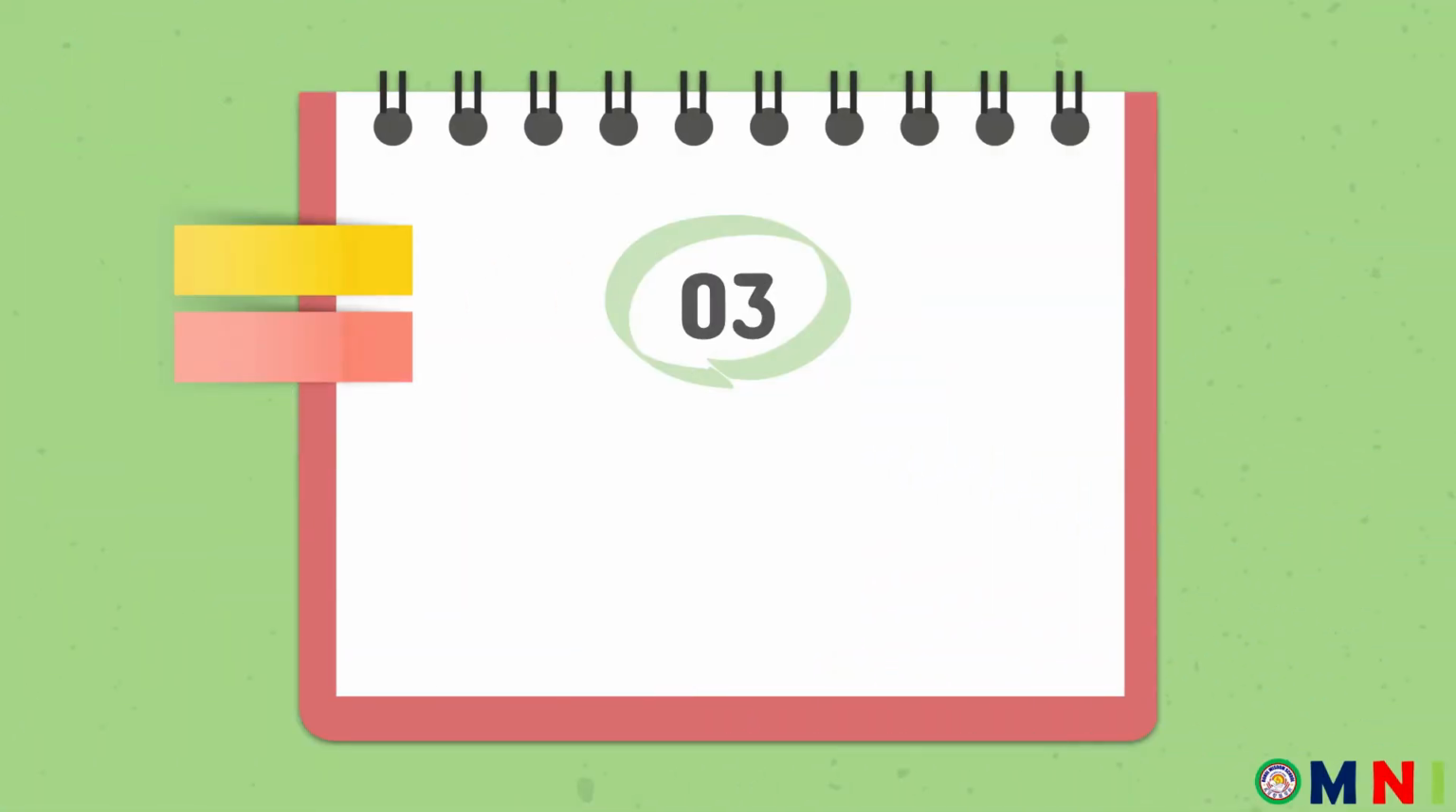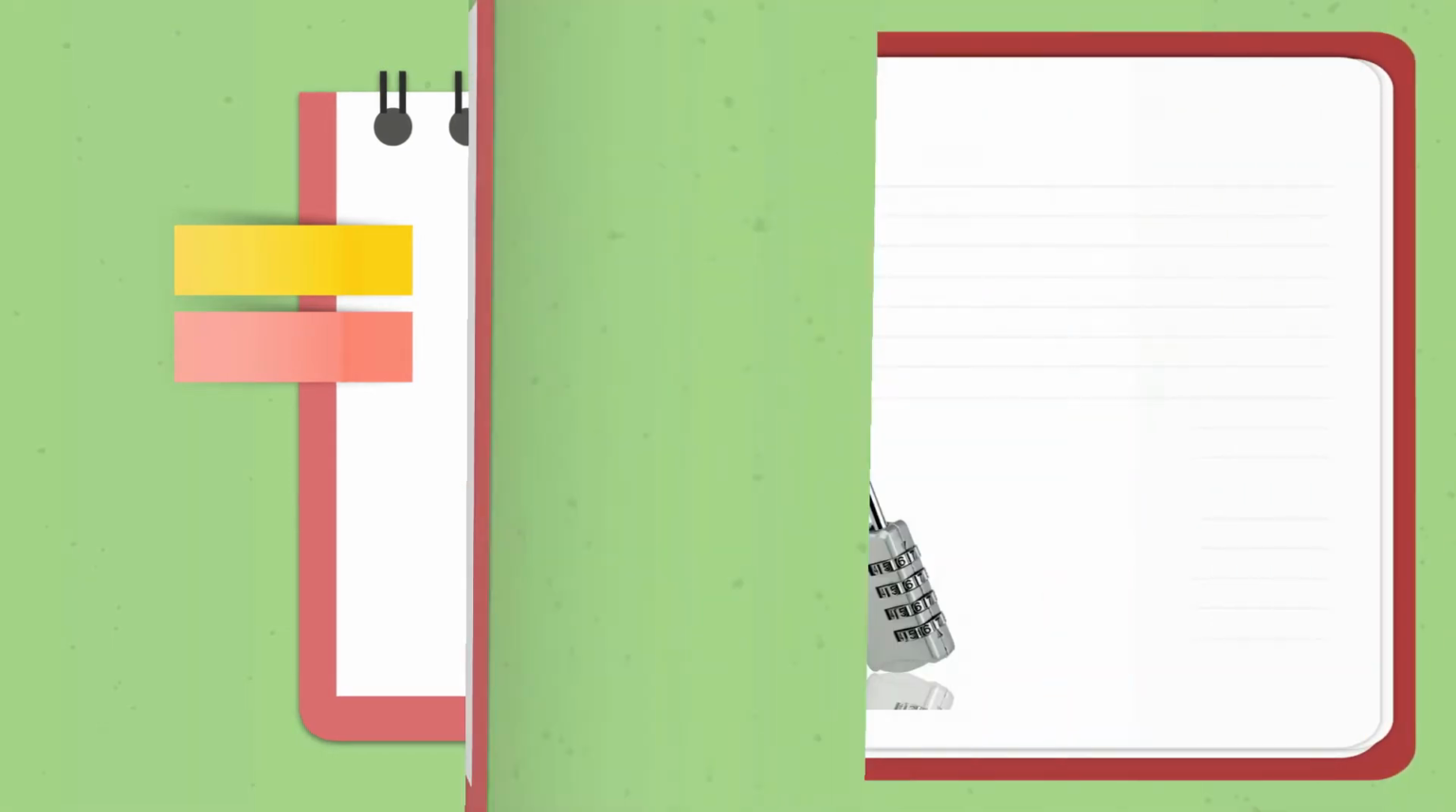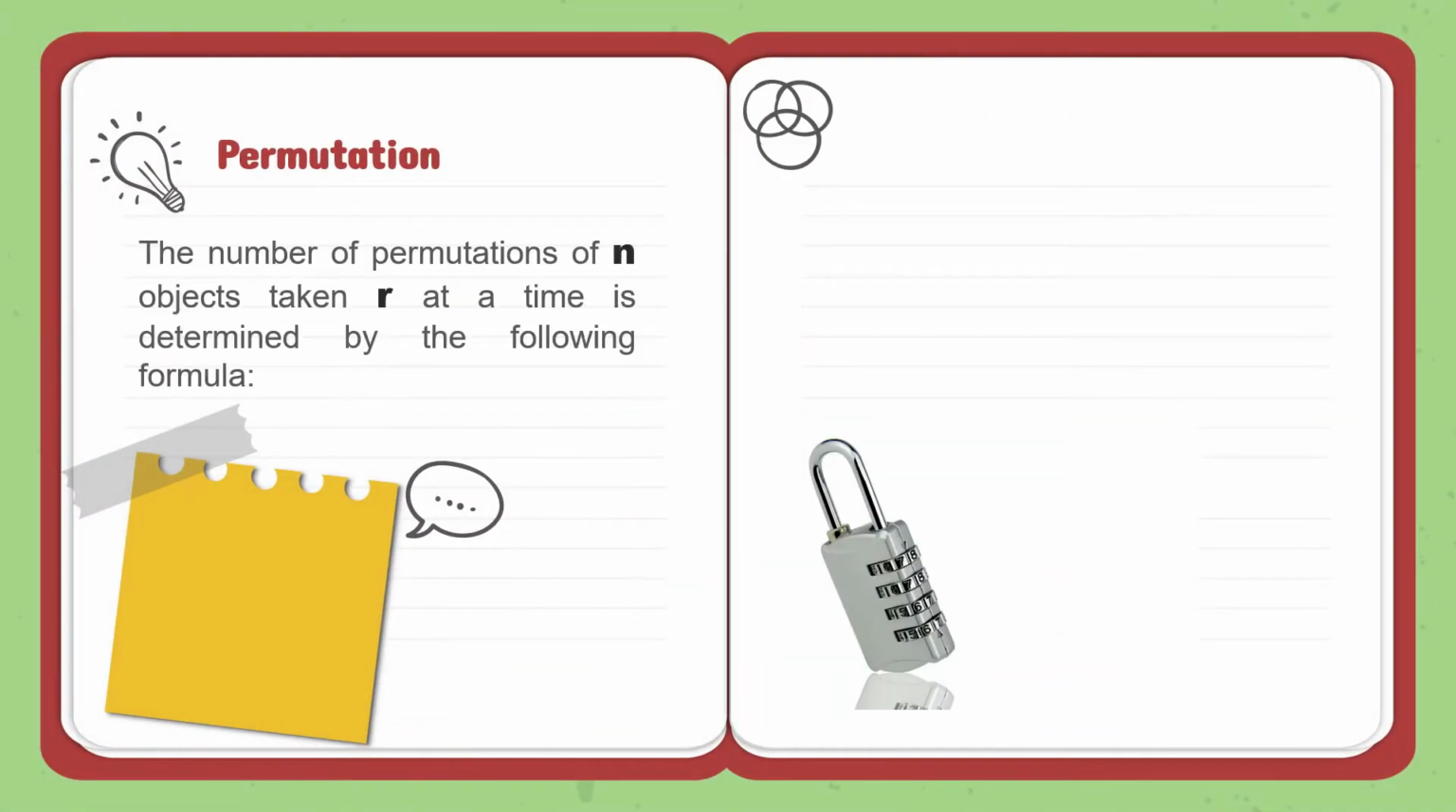This time, let's now proceed to permutation. The number of permutations of n objects taken r at a time is determined by the following formula: n factorial over n minus r factorial. Let's have the following example.